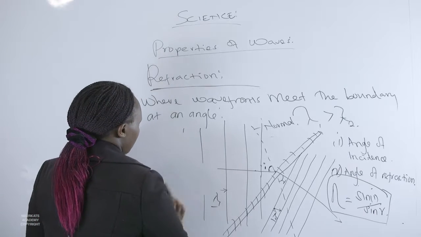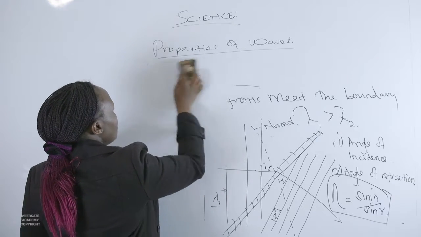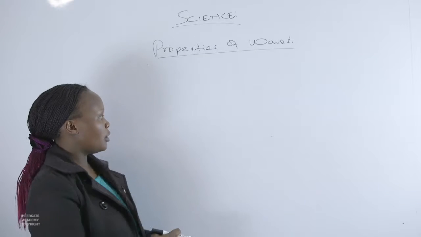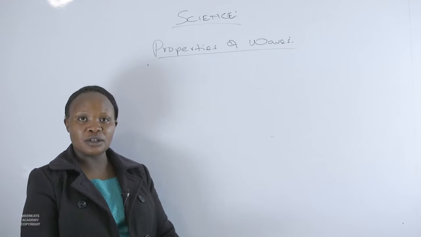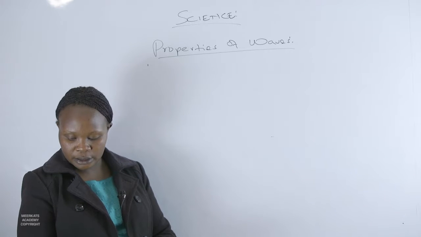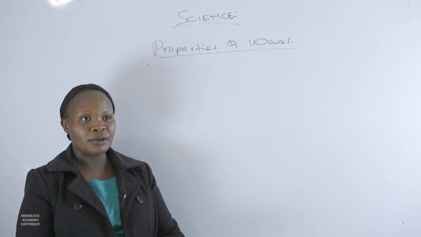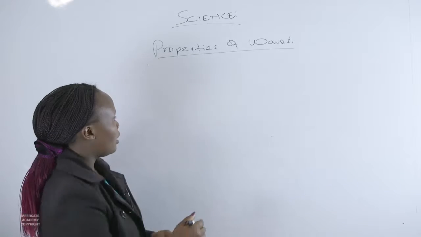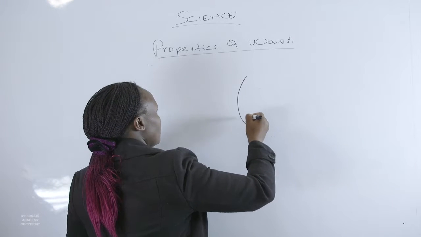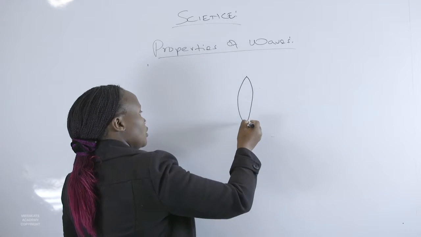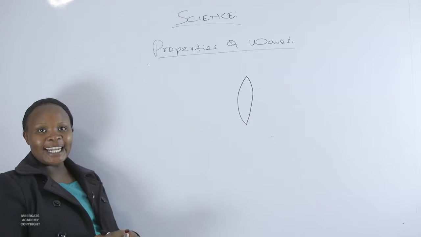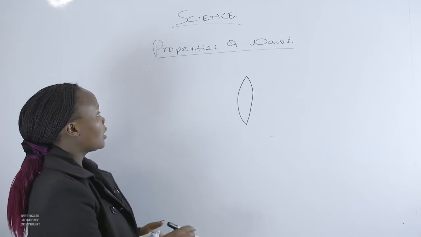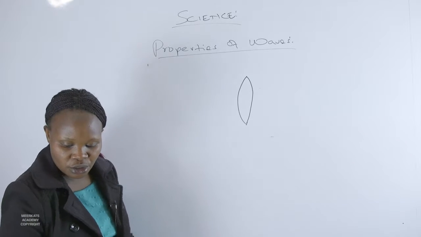Now, we will not always have boundaries that are perpendicular to our wavefronts. Rather, we could also have a boundary in form of a lens. Now, how do we expect our wavefronts to behave when they come across such a boundary?